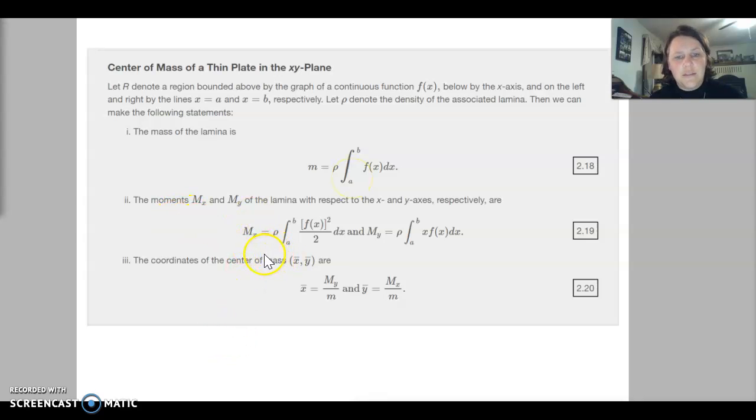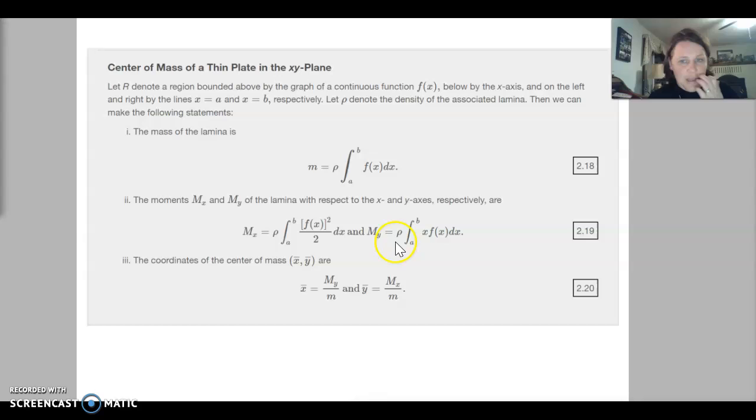Then the moments, so m sub x is going to be rho times the integral from a to b of f of x squared over 2. So remember again, we're using the mass unit as our base, and then we have to multiply it by the position. So the position in terms of the x-axis, we want the center, or the centroid of each lamina, so we had to multiply it by f of x, which is the height, divided by 2. We already had an f of x in there, that's why we have f of x squared.